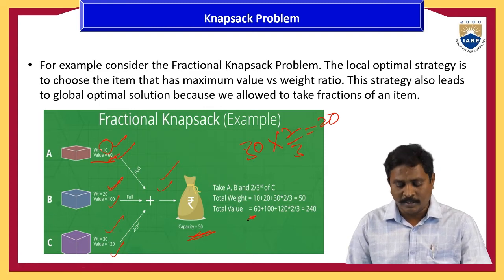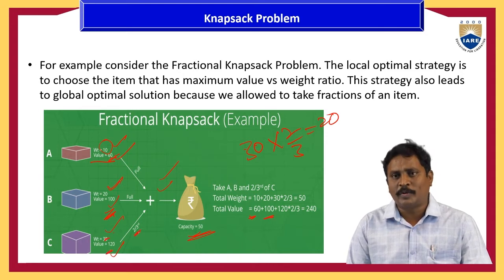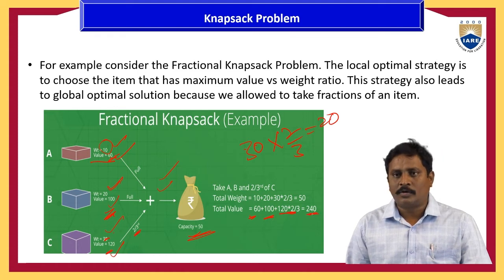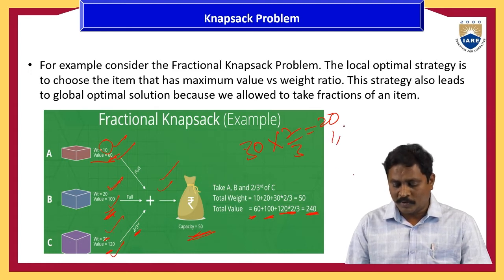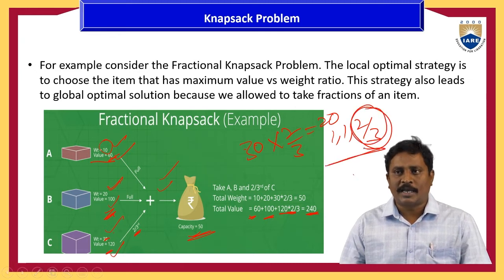Profit value is 60 plus 100 plus, in this 120, since in weight 30 we take only the 2 by 3 part, we take 2 by 3 of the 120. So now we get the maximum profit value 240. The solution set is 1, 1, 2 by 3. Here 2 by 3 is a fractional value, so this knapsack problem is called the fractional knapsack problem.